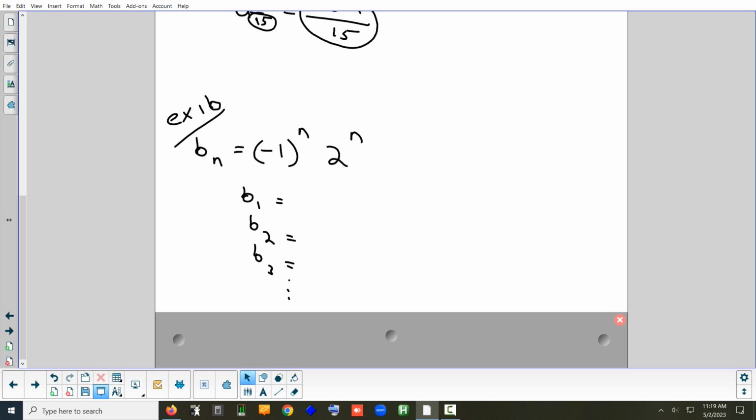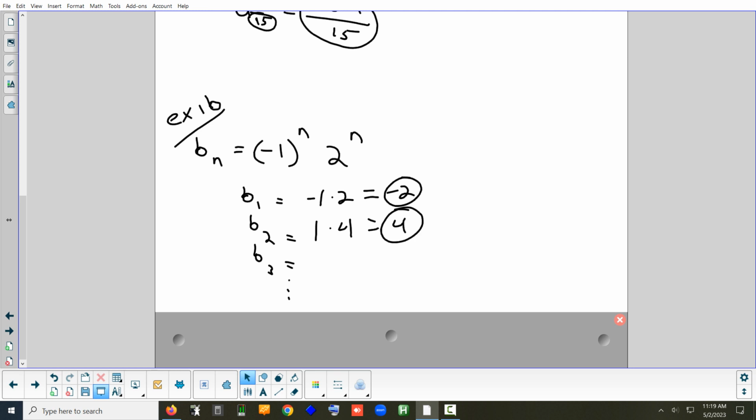So what do we get if we plug in 1 for our first term? What's -1 to the first? -1. And 2 to the first? 2. So we get -2. Second, what's -1 squared? 1. And 2 squared?